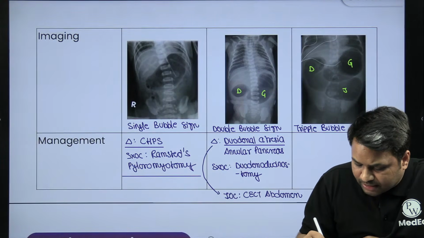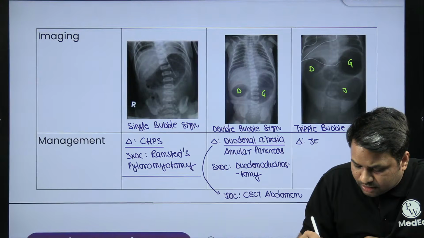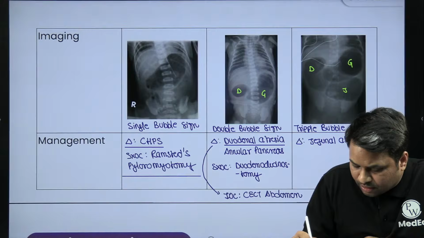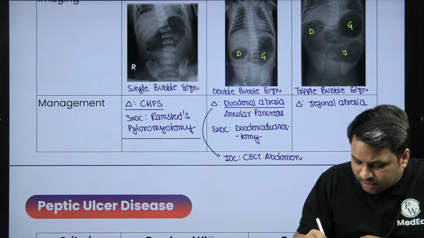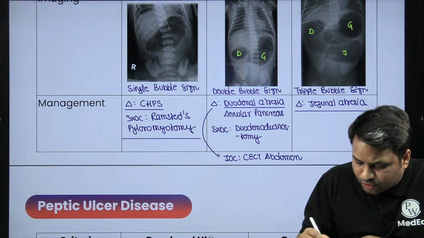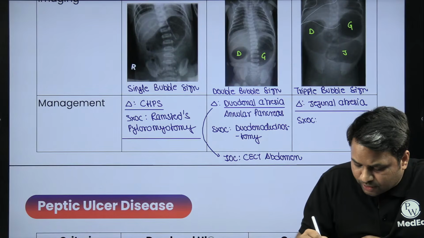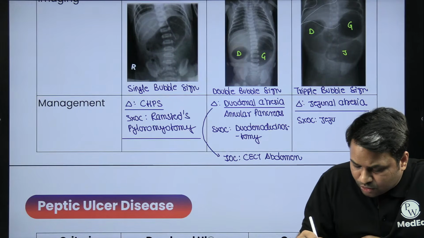Now, the triple bubble sign is going to be your jejunal atresia. The management for jejunal atresia is going to be surgery, and the surgery of choice is going to be jejunostomy.